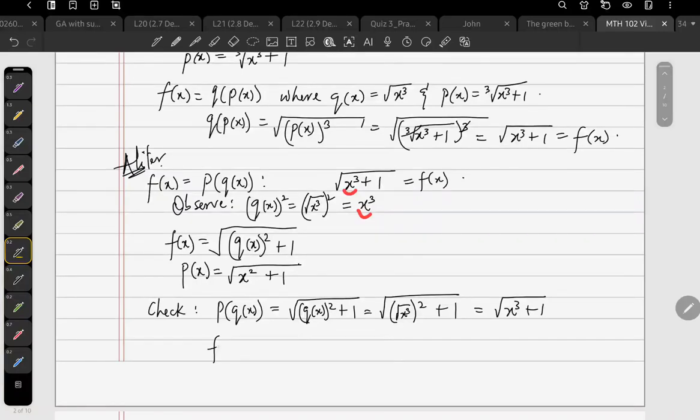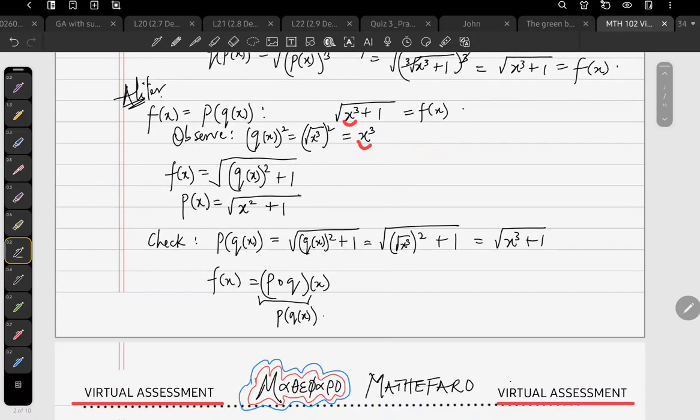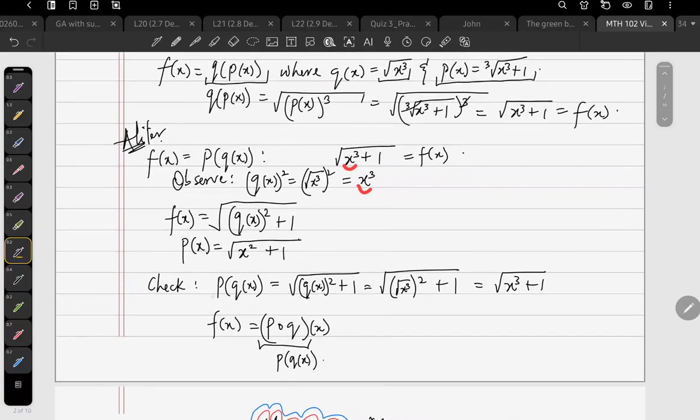So again, we can write f of x to be the composition of p and q of x. Don't mind my mixture of notation for composition. Composition can be written in this way, and it can also be written in this way. So that answers the question. The first one is writing f of x as q of p of x, where q of x is as given and p of x is what we derived. And the second case is writing f of x as p composed with q of x, where p of x is actually this guy, the square root of x squared plus 1.